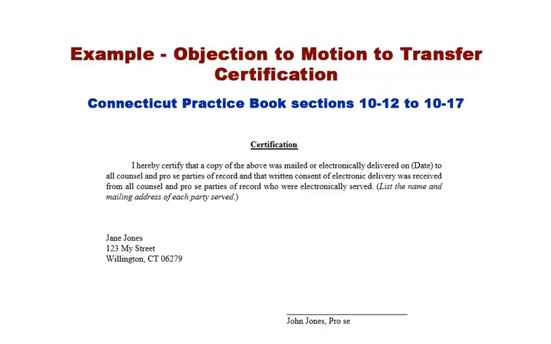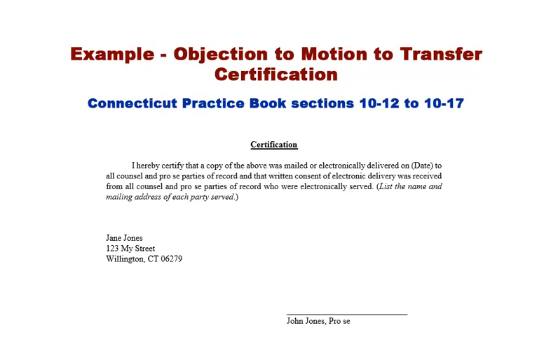Certification. Connecticut Practice Book Sections 10-12 to 10-17. Practice Book Section 10-14 states, proof of service pursuant to Section 10-12A and B may be made by certificate of counsel for the party filing the pleading or paper or by the self-represented party.